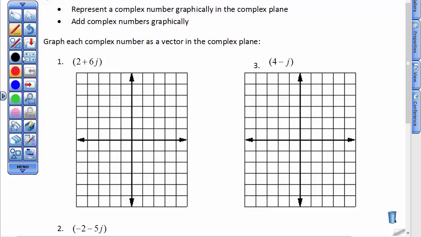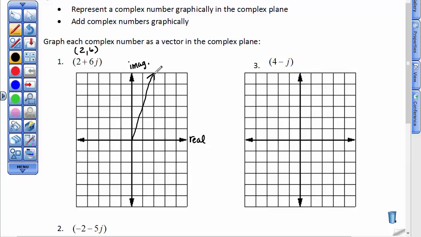So rather than calling this the x-axis, we're going to call this the real axis. And instead of calling this the y-axis, we're going to call this the imaginary axis. So when I'm ready to graph a positive 2 plus 6j, this is just an ordered pair, 2, 6. That's all it is. It says to me, go from the origin to the right 2 in the real direction, and then go up 6 in the imaginary direction, and draw a straight line from the origin to that ordered pair. Then, if you put an arrowhead on, you have represented this complex number in rectangular form as a vector.